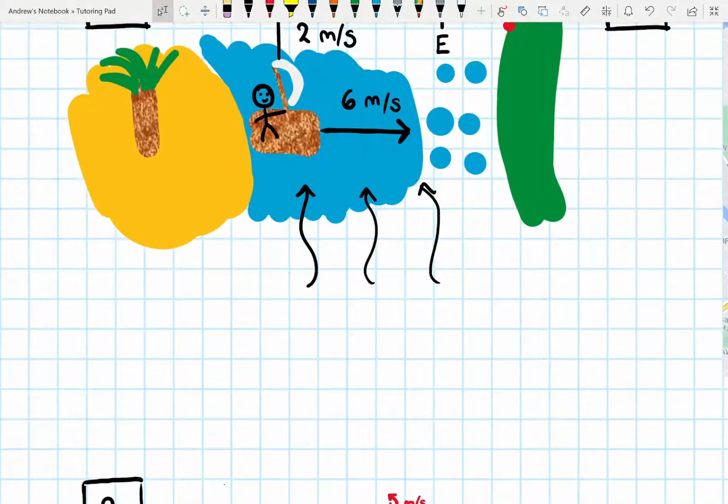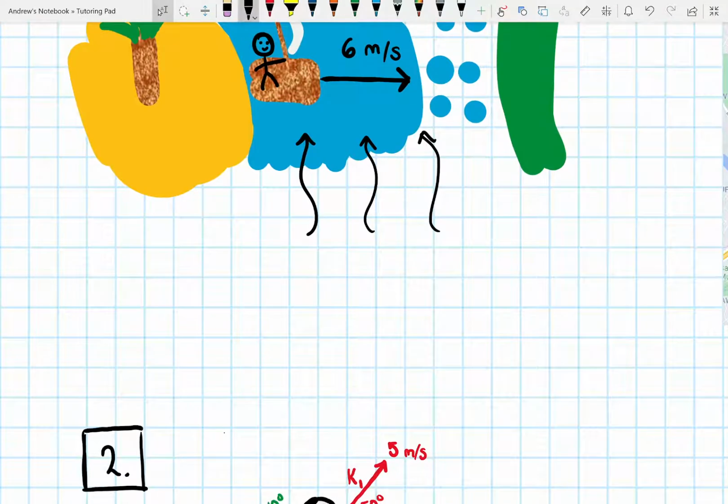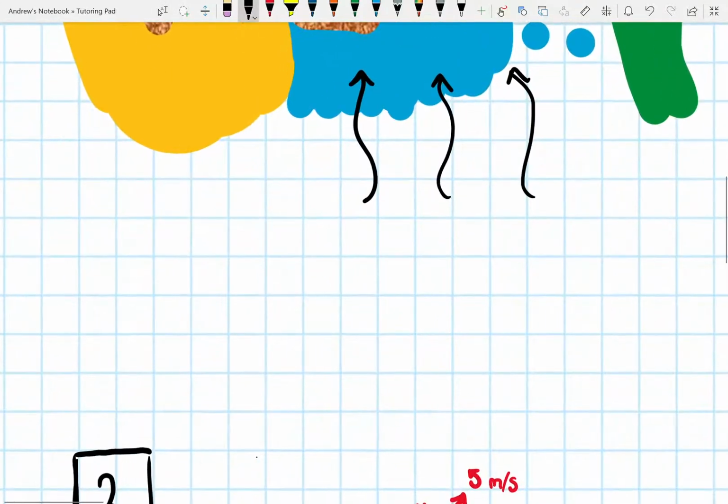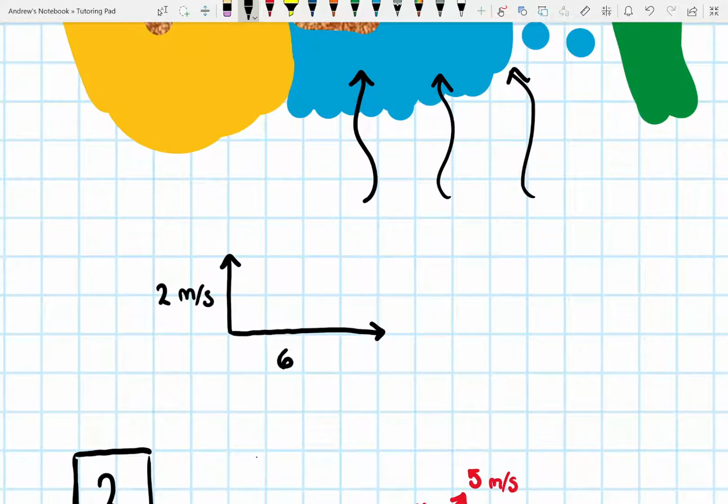So to get started on this, let's go ahead and separate our vectors from the picture. We're going to start out by drawing our vectors together in the same space. So we've got our 2 meter per second upward vector right here, and it's going to be moving at 2 meters per second. And then we've got our other vector, these are not to scale, to the right, moving at 6 meters per second.